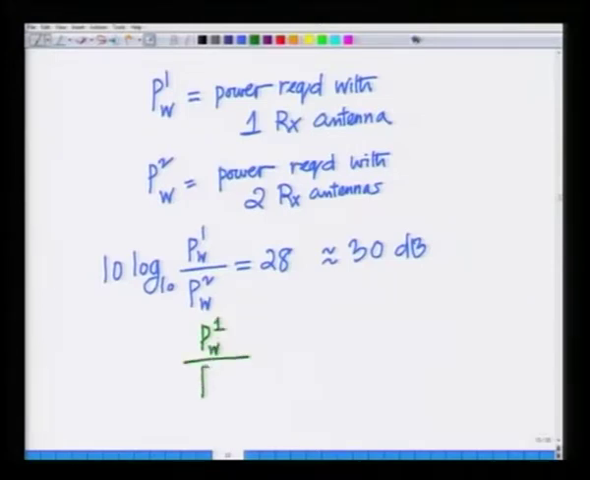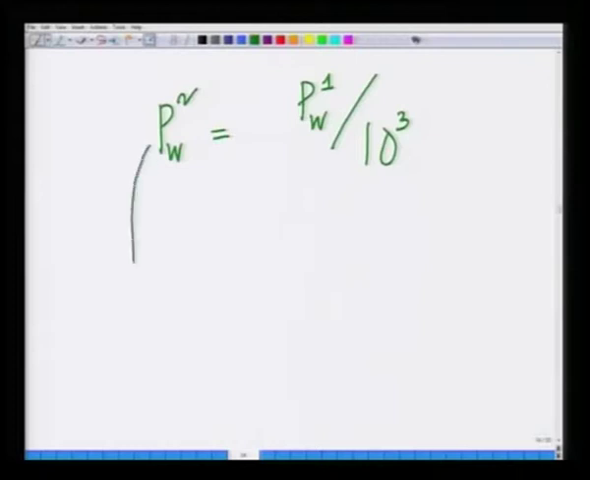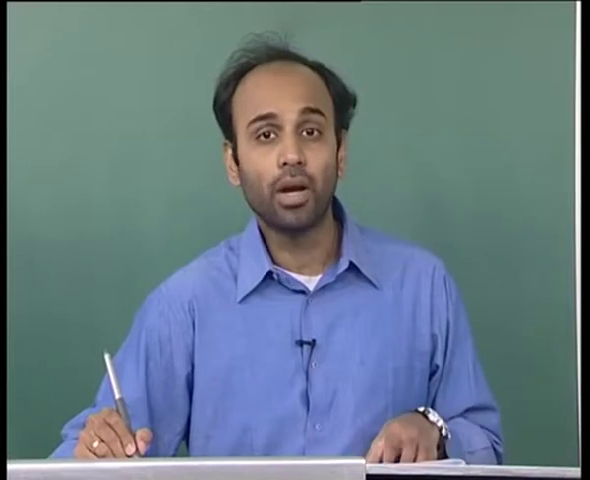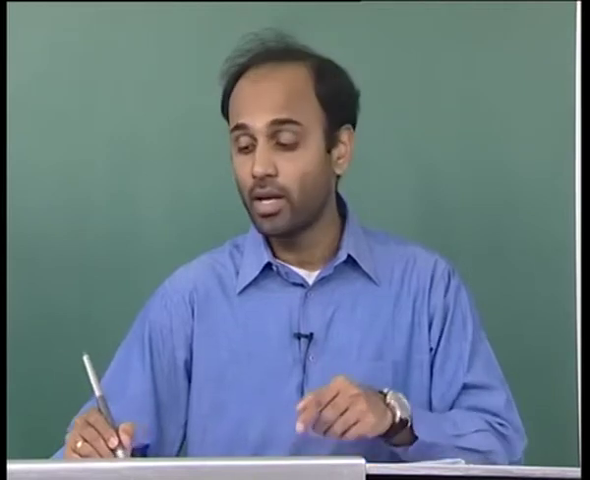which means PW1 divided by PW2 equals 10 to the power 3, which means PW2 equals PW1 divided by 10 power 3. Look at this, PW2 is the amount of power required with 2 receive antennas at the receiver. PW1 is the amount of power required with 1 receive antenna at the receiver. This is saying with 2 receive antennas, PW2 is PW1 divided by 10 power 3, which is 1000.